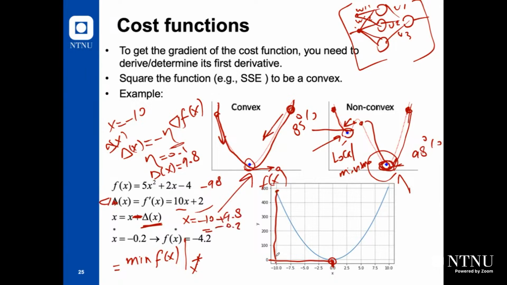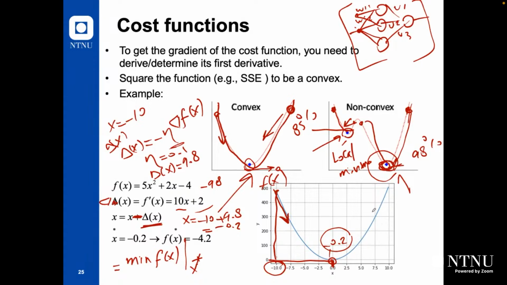So now we will move in that direction. I'm starting from minus 10, and my next choice will be minus 0.2. We will go to this point in that direction. So we are moving against the gradient, right? Because the gradient is pointing the other way. So it will be like this one.